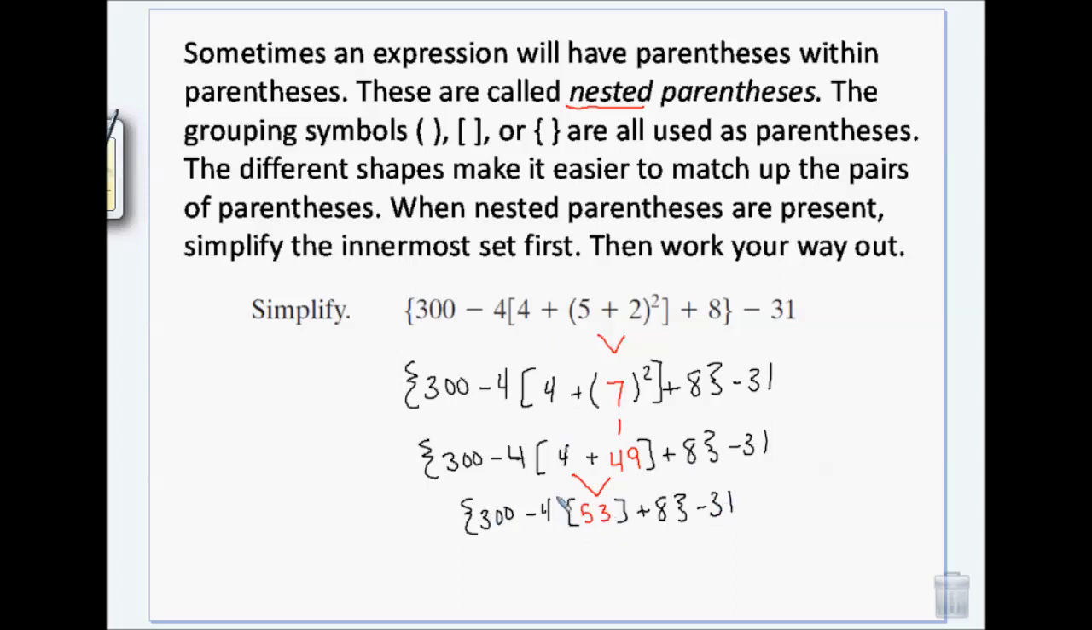Okay. Now, I kept the brackets there because this 4 was right next to them. And if there's nothing in between a number and a parenthesis or a bracket or anything, it's multiplication. So I kept the brackets in there to indicate it's still multiplication. So I have 4 times 53. Well, that's going to be 212. And everything else is going to stay the same.